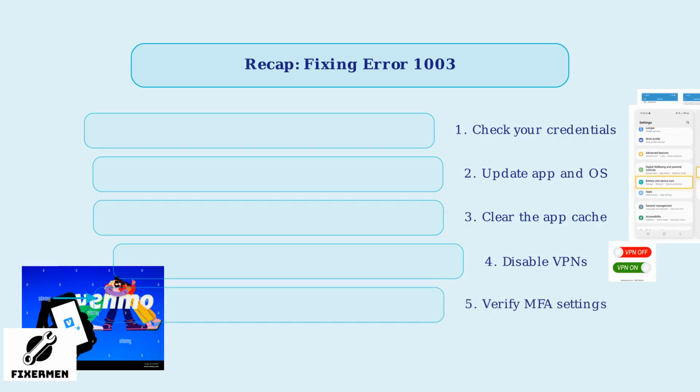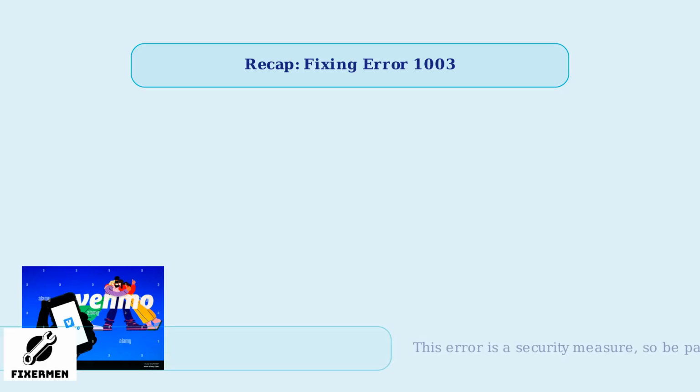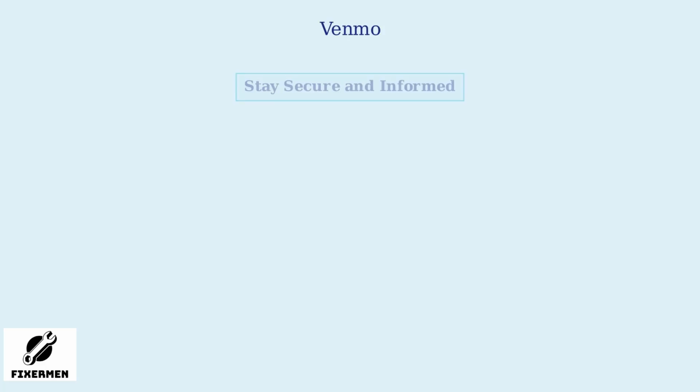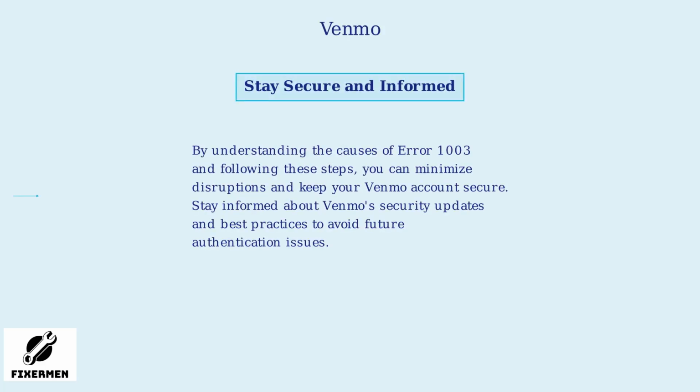Verify your multi-factor authentication settings are properly configured. Finally, contact Venmo support if the issue persists. Remember, this error is a security measure designed to protect your account, so be patient and thorough in your troubleshooting. By understanding the causes of error 1003 and following these steps, you can minimize disruptions and keep your Venmo account secure. Stay informed about Venmo's security updates and best practices to avoid future authentication issues.